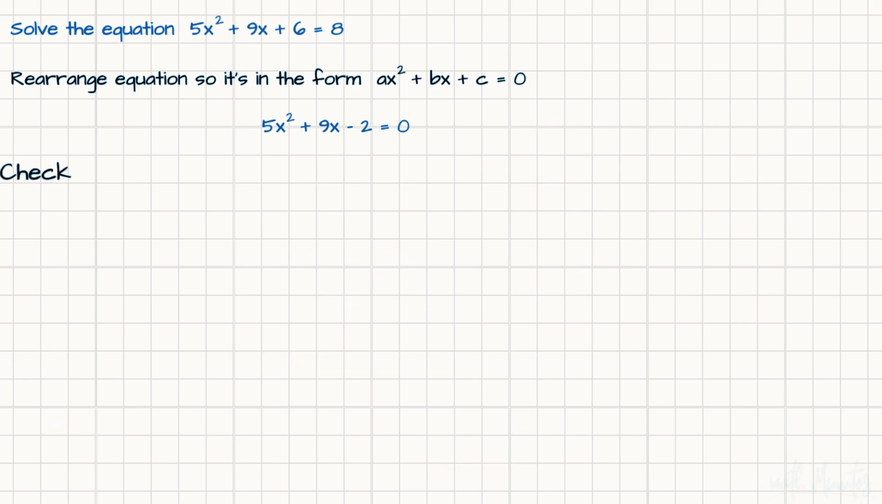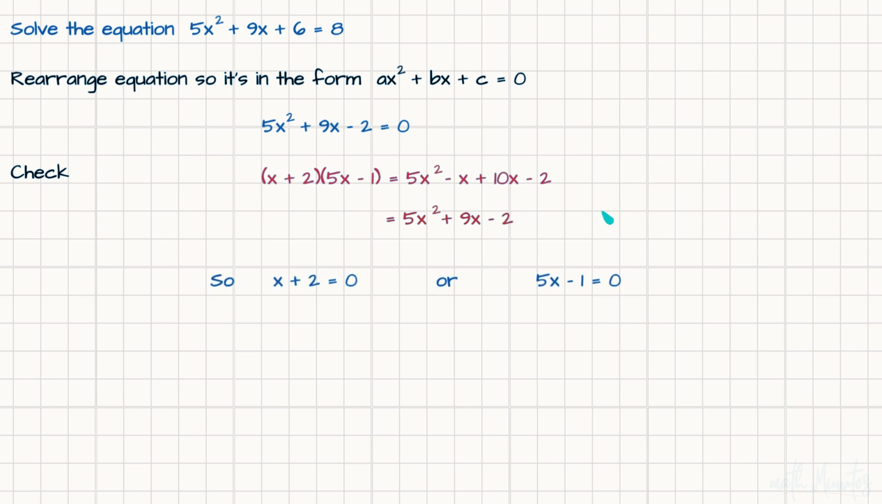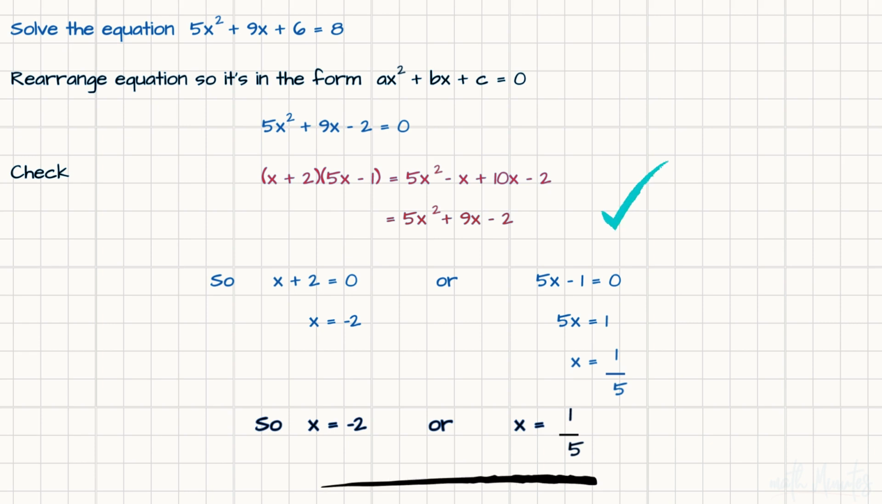Let's expand the brackets to check our factorising is correct. x plus 2 times 5x minus 1 equals 5x squared minus x plus 10x minus 2, which equals 5x squared plus 9x minus 2. Now, to find the solutions, we have either x plus 2 equals 0 or 5x minus 1 equals 0. Solving these equations, we get x equals minus 2 or x equals 1/5. Therefore, the roots or solutions of the equation 5x squared plus 9x minus 2 equals 0 are x equals minus 2 or x equals 1/5.